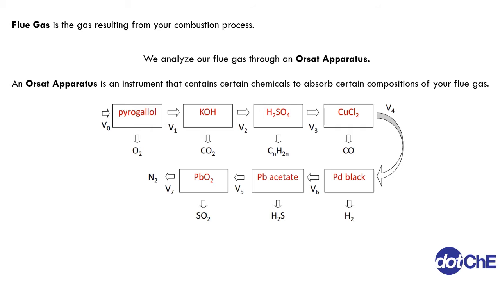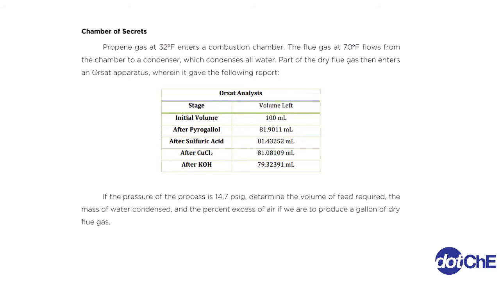Your lead acetate absorbs hydrogen sulfide, and lead oxide absorbs your sulfur dioxide. Now, your nitrogen here is not absorbed by any of the compounds, so usually the remaining volume is your nitrogen. Please note that an ORSAT analysis is done on a dry basis, so we assume that water is condensed prior to this analysis. Now let's consider this problem.